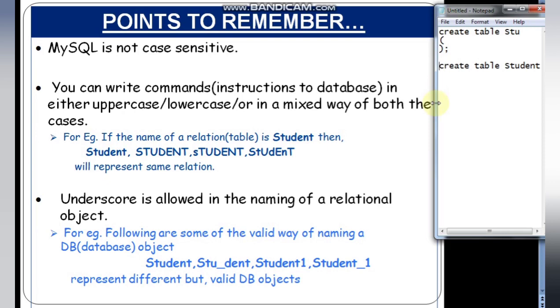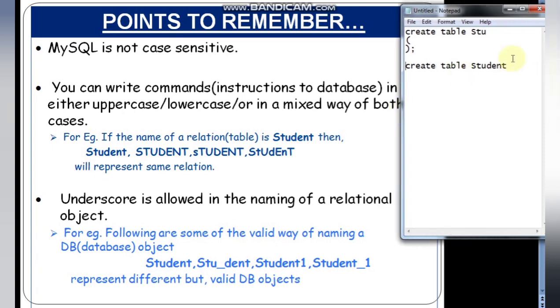Now suppose you are writing another name of the table like this. Suppose you have written create table student1. Now all these are separate tables, and if you write student underscore 1, that is also a separate table. This is not the same as student1. Now this is valid.